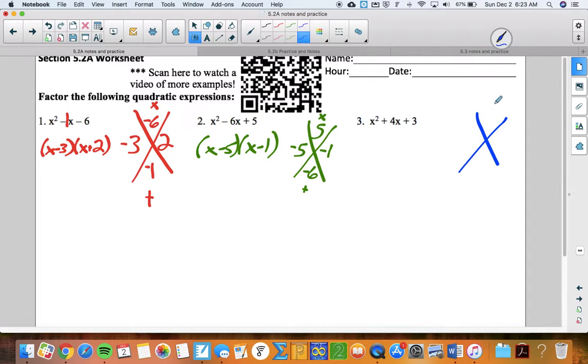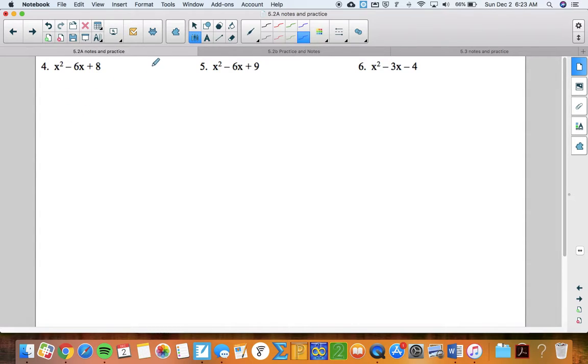Here we're looking for numbers that multiply to a +3 and add to a +4. So that's 1 and 3, or 3 and 1. So x plus 1 times x plus 3, or x plus 3 times x plus 1. Numbers that multiply to 8 and add to -6. Because they multiply to a positive number, either both are positive or both are negative. In this case, both will be negative to add to a -6. x minus 4 times x minus 2.